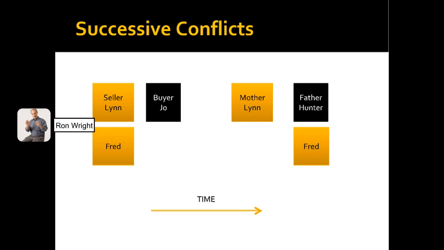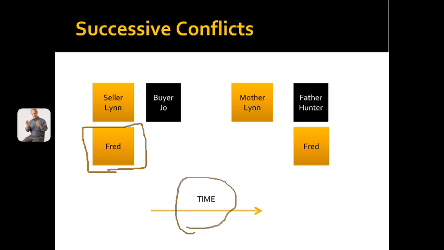Now, another type of conflict is called successive conflicts, and here we introduce a dimension of time. So now we're interested in what happens when Fred originally represents Lynn. Let's say that it's a sales situation. She's selling something to a buyer, Joe. And once that is over, it's completely over, the representation is done.